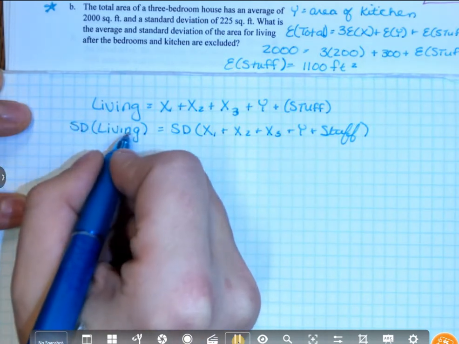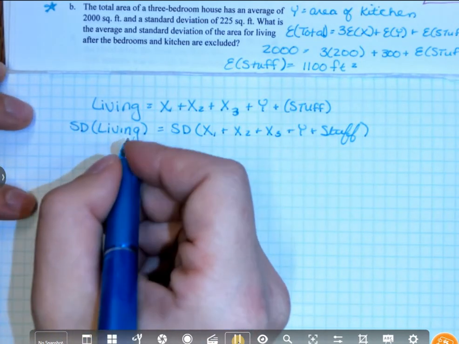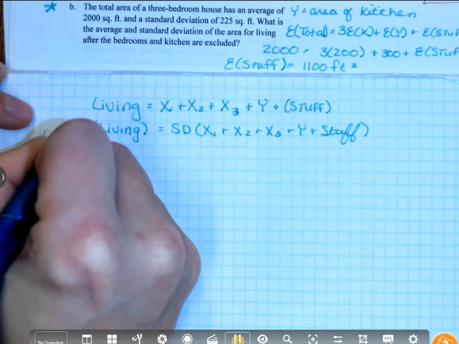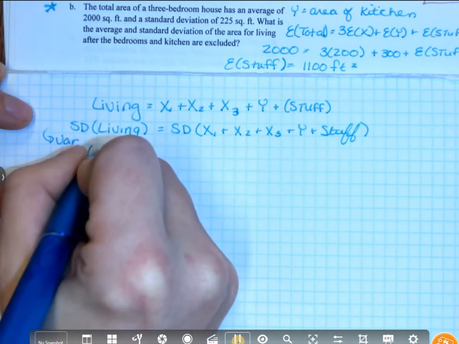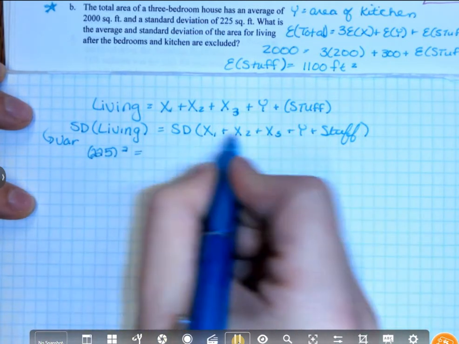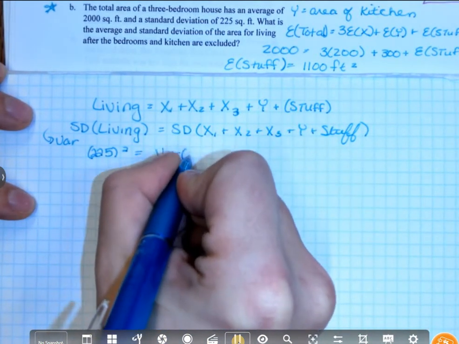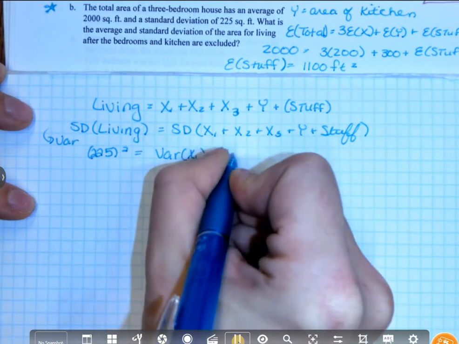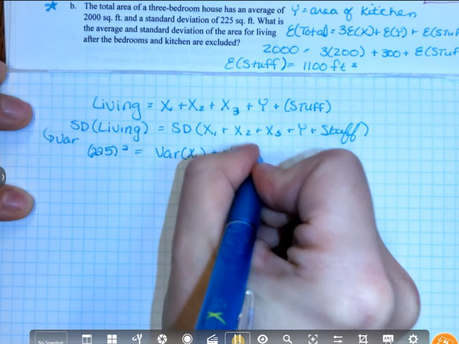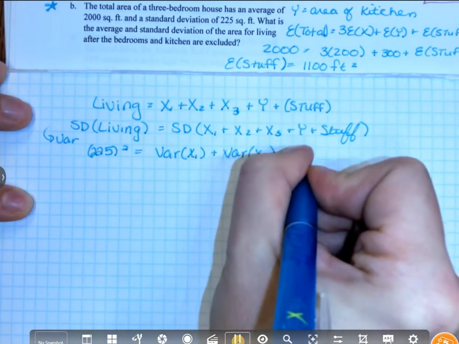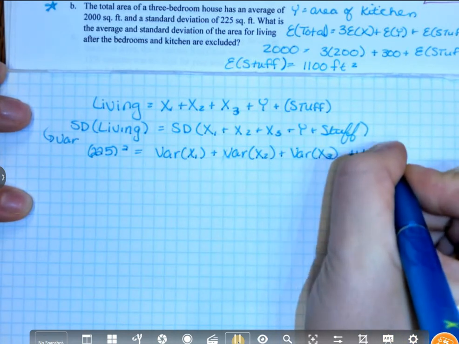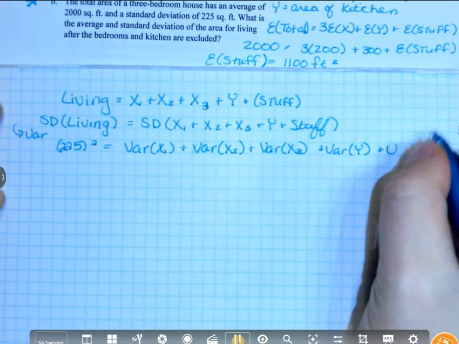We don't do math with standard deviation. What do we do math with? Variance. So I'm going to do my variance here instead, using my variance rules. I will say 225 squared. Variances here will square: variance of one, variance of another, variance of the third, variance of the y, and the variance of my other stuff.